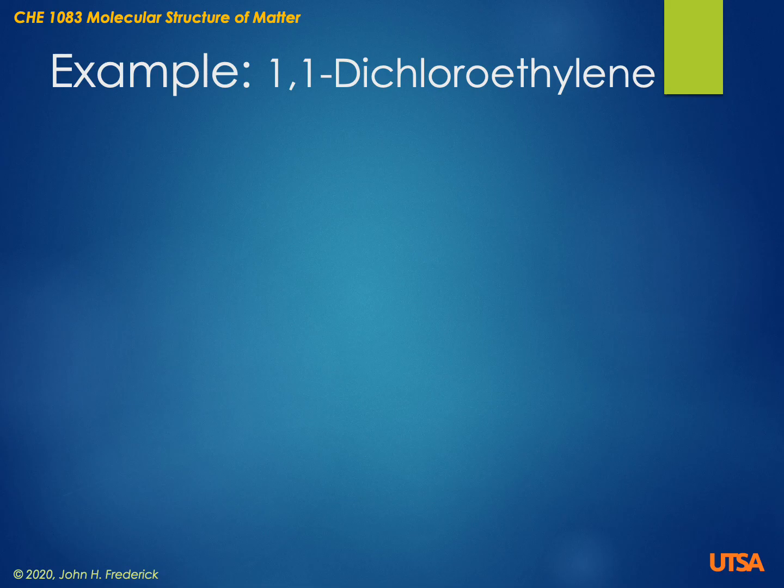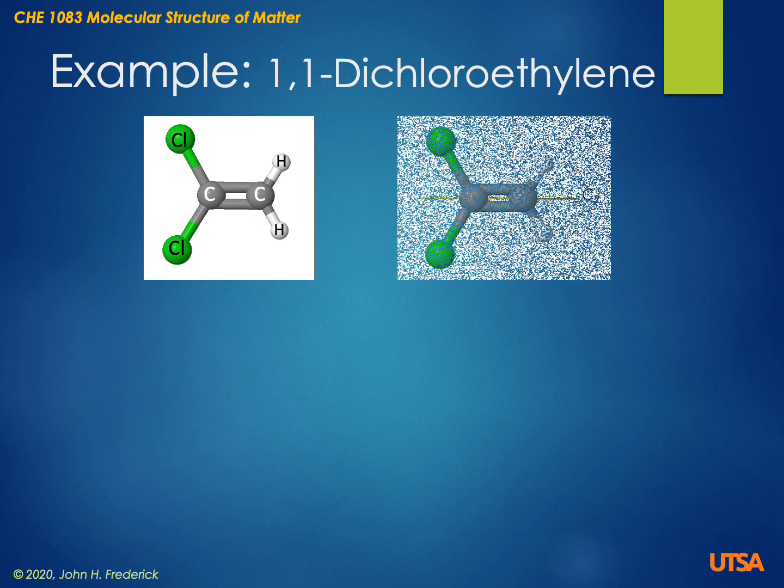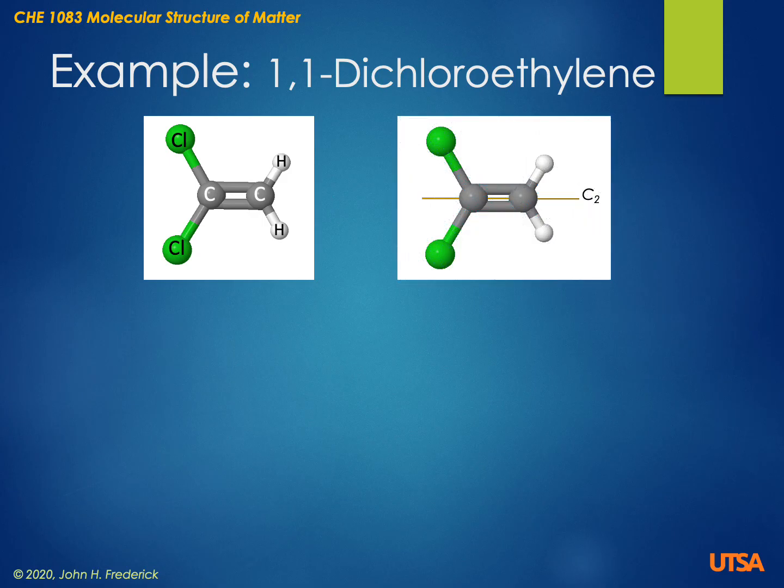Now let's apply some of these to an example of 1,1-dichloroethylene. Here's the molecule. You can see that we have a carbon-carbon double bond. There are 2 chlorines on one side of that carbon-carbon double bond and 2 hydrogens on the other. So in this case, we have a C2 axis that runs down the heart of the molecule. So you can imagine if we flip that molecule, the top atoms will go to the bottom and so forth. The 2 carbon atoms are on the axis, so they don't move at all.